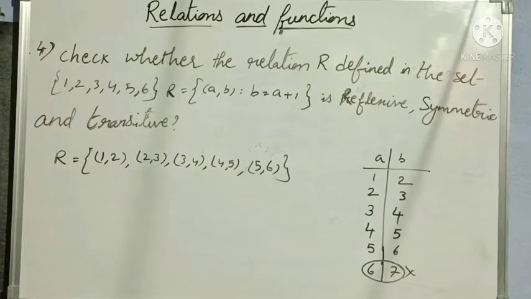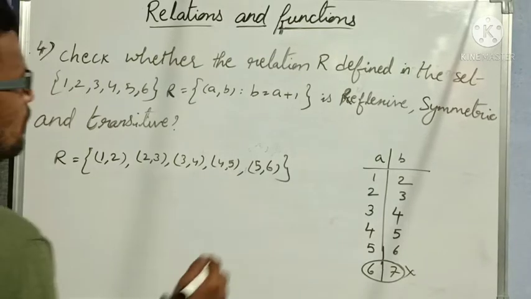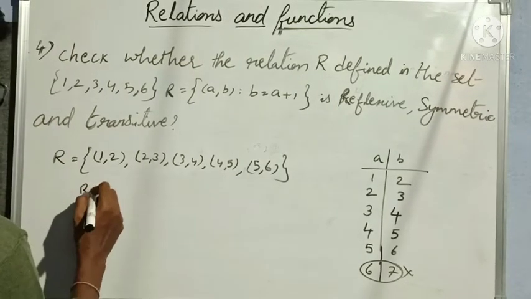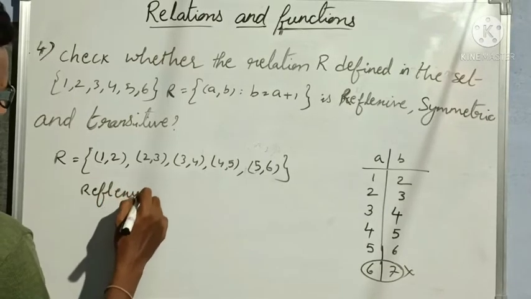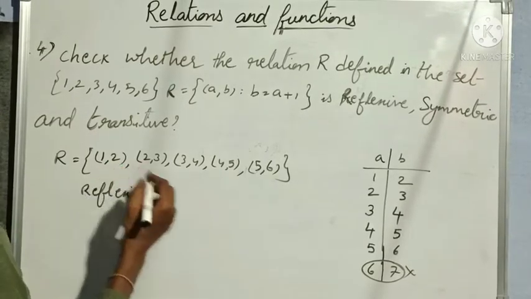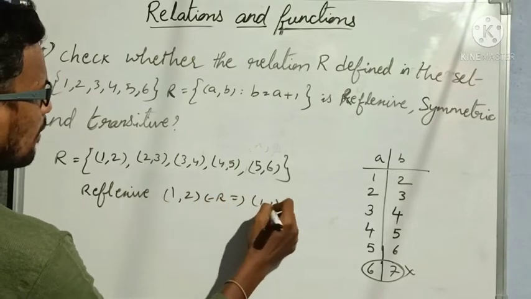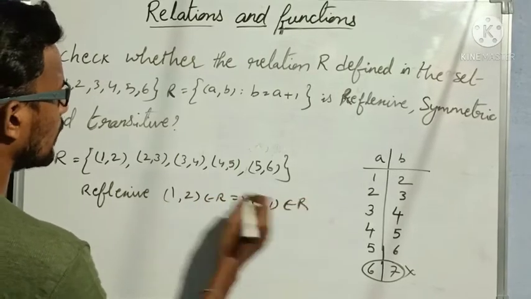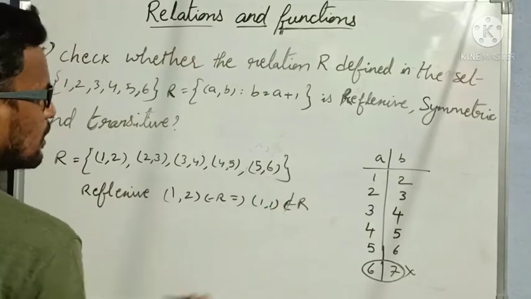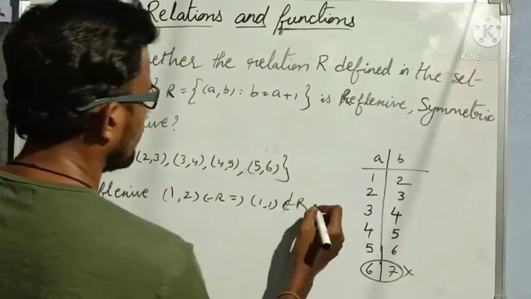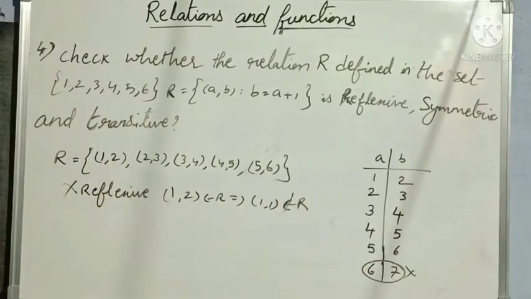Okay. So now first let us see reflexive. Reflexive means 1 comma 2 belongs to R, implies 1 comma 1 should also belong to R. Is 1 comma 1 an element of R? No, does not belong to R. So reflexive is not satisfied.